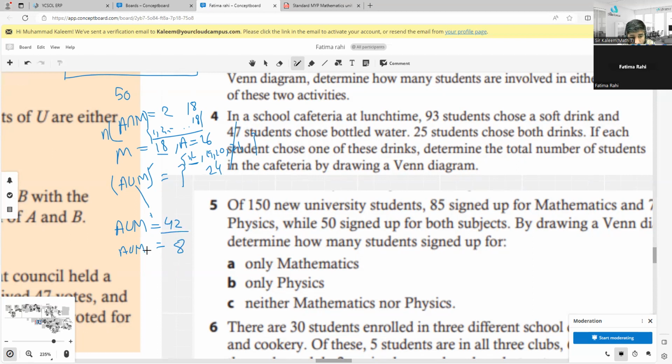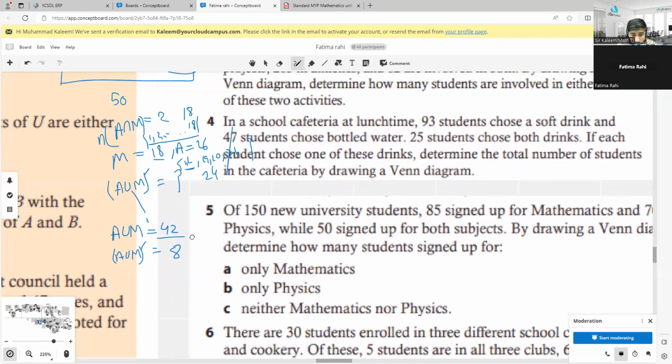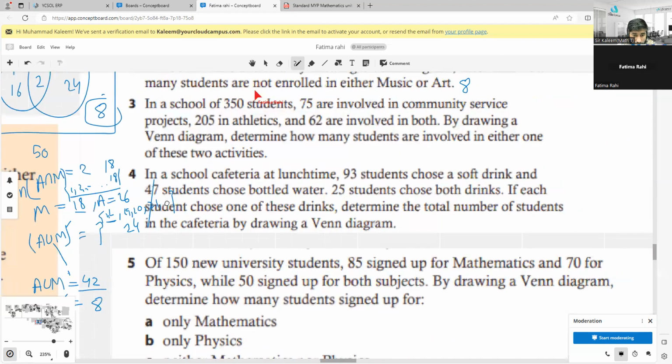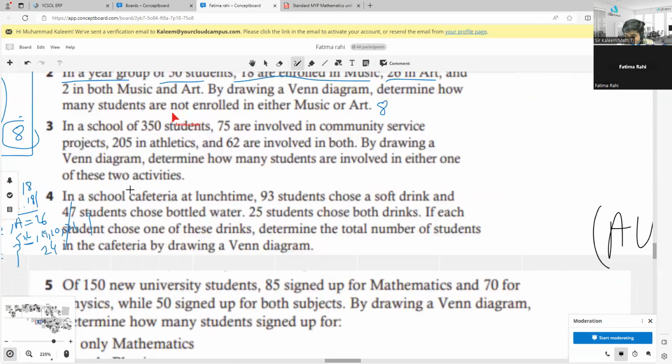So it means that in its complement, there will be eight elements that are not present in A union M, because the total is 50. So the remaining 8 will be in the complement. Any confusion? No. Okay, let's move on to question number 3. That will be our last question. After that, we will end the class.